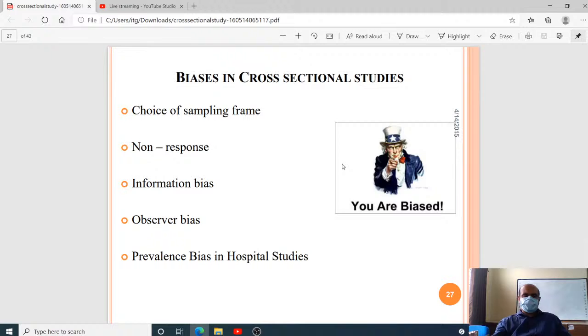Like hospital studies, when I say the bias, it is like if you want to understand the prevalence of some disease in the general population and you take the hospital population as a standard population, then you choose the wrong sampling frame, because the person who is coming to the hospital is mostly a sick person, and there are high chances that you will get a high prevalence of any specific disease in hospital studies. So it is known as prevalence bias.